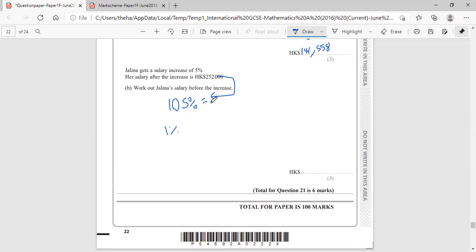So 252,000 divided by 105 will give us 240. So we know that 1% equals 240. Then to find the original amount, which is 100%, we multiply by 100, which you can quite easily see, all you need to do is add 2 zeros. So our answer is 24,000 Hong Kong dollars. So that's the end of the paper.